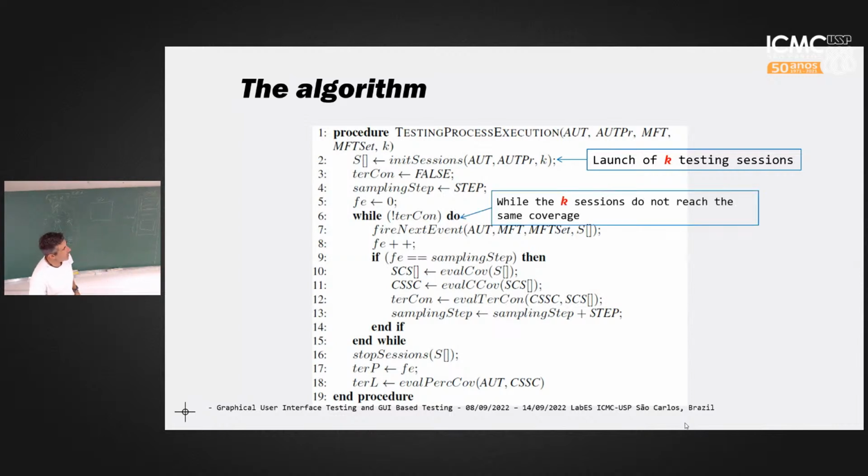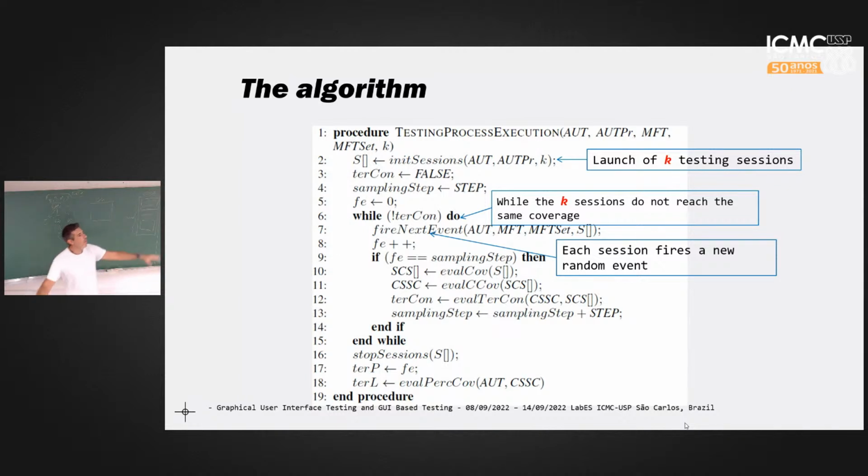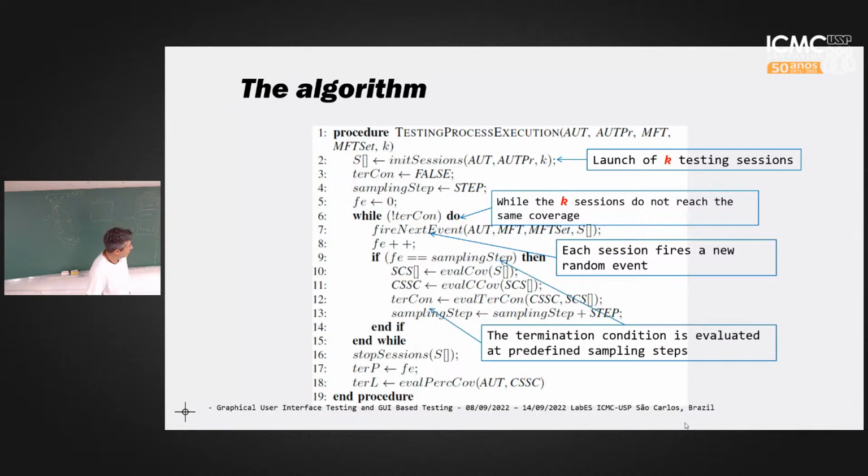Then, while the K sessions do not reach the same coverage, each session fires a new event. It means that in parallel, I have different random testing sessions that continue until all the testing sessions reach the same coverage. And at each iteration, I evaluate the termination condition. Okay?